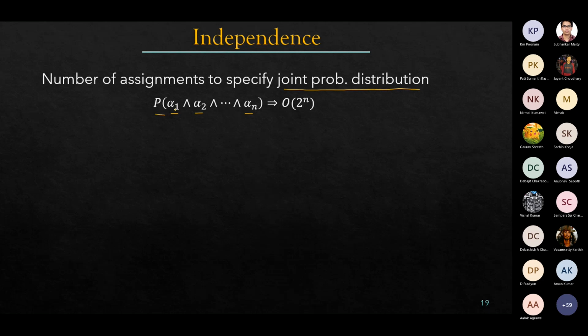And each proposition can either be true or false, right? So you can assign many values to it. For example, you can assign alpha 1 to be true, alpha 2 to be true, and alpha n to be true. That is a kind of assignment, and that assignment gives you a possible world.